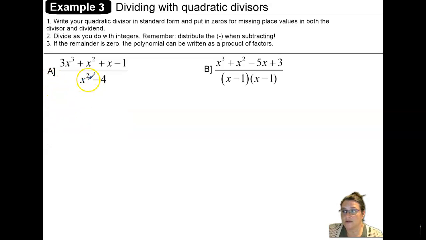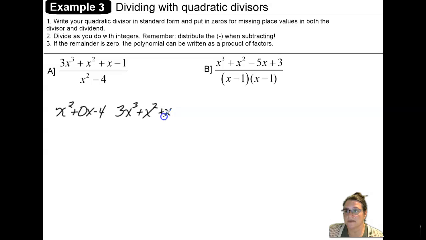We're dividing x squared minus 4, which is going to need a 0 for the linear place value since that's missing. So that's a 0x, and then minus 4. We're going to divide that into the dividend 3x cubed plus x squared plus x minus 1. And then we're going to ask ourselves, what do we multiply times x squared to get 3x cubed? And that would be a 3x.